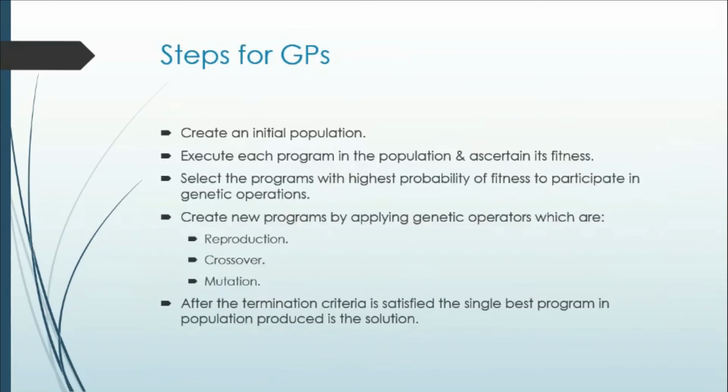So then the steps involved in genetic programming, as in the normal genetic algorithm itself, are the same. Create an initial population. In this case, the initial population should be an initial population of programs. Then execute each program in the population and ascertain its fitness. So that is the difficult part. Each program is to be executed for solving the problem at hand. Then its fitness has to be found out.